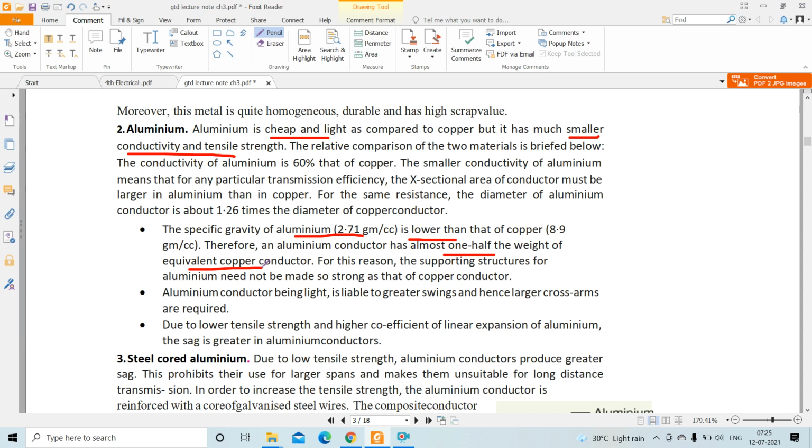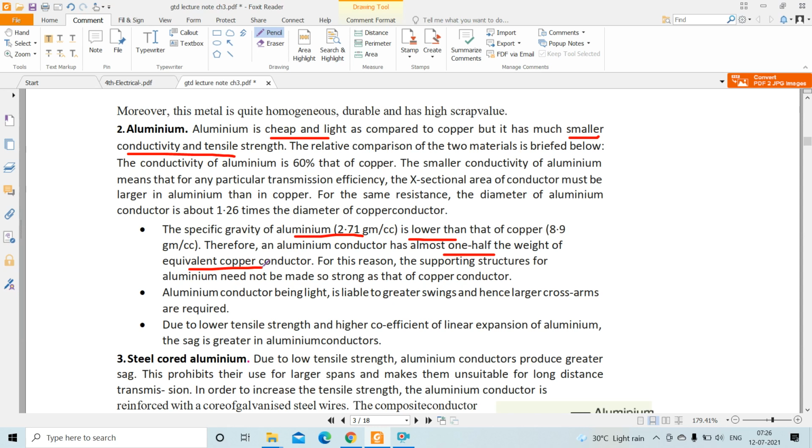For this reason, the supporting structure for aluminium need not be made as strong as that for copper conductor. The supporting structure means your pole or tower. In case of copper conductor, the supporting structure should be strong enough to withstand the stress, but in case of aluminium conductor, it need not be so strong.